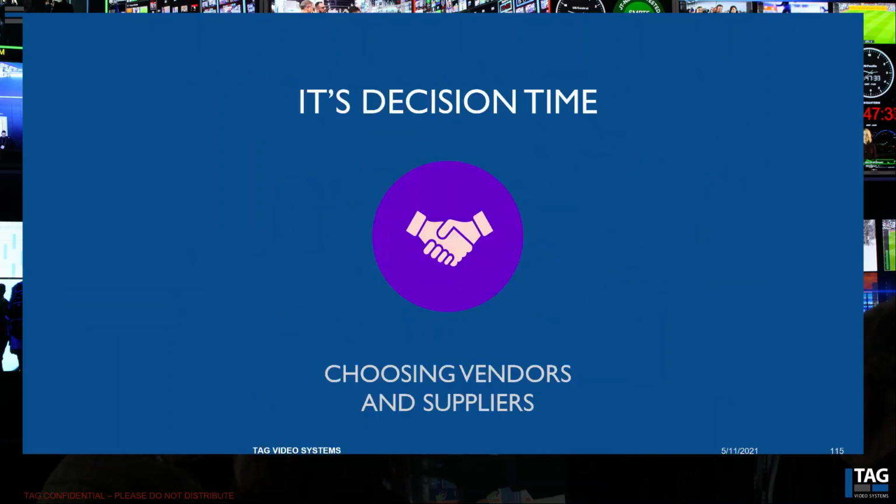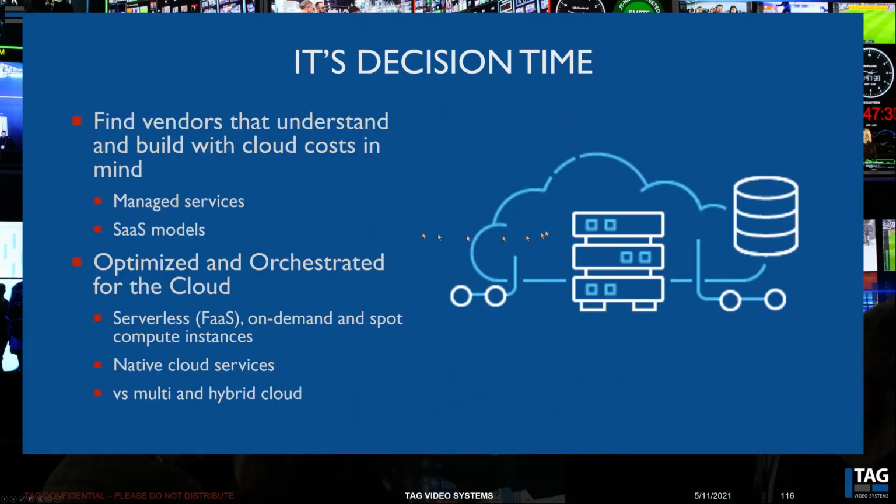So now it's decision time. You've figured out what you want to put in the cloud. You've kind of figured out what the workflows are going to look like. You've done some pricing. You've evaluated various things. And it's time to choose vendors and suppliers. So how do we do that? Well, first we want to find vendors that understand and build with cloud cost in mind. Anybody who's doing managed services or SaaS models automatically has that, but others might as well. You want to have optimized and orchestrated for the cloud.